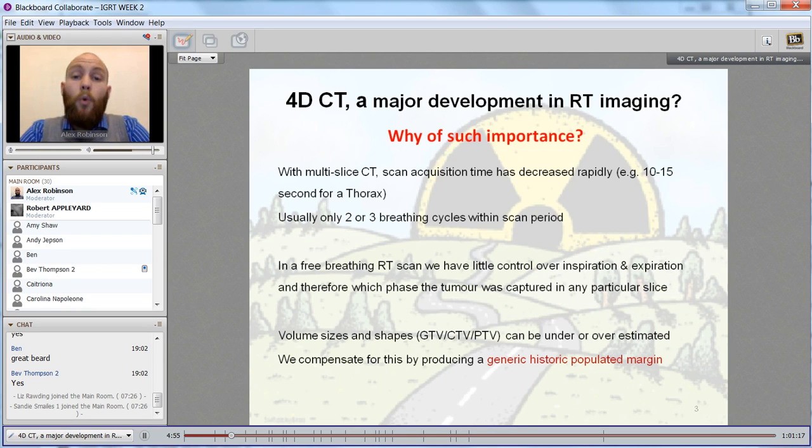If we end up treating a patient and we don't treat all of the CTV because it moves outside of our planned PTV, then we're going to have issues later on down the line. So it's really important that we can get this as accurate as we can.